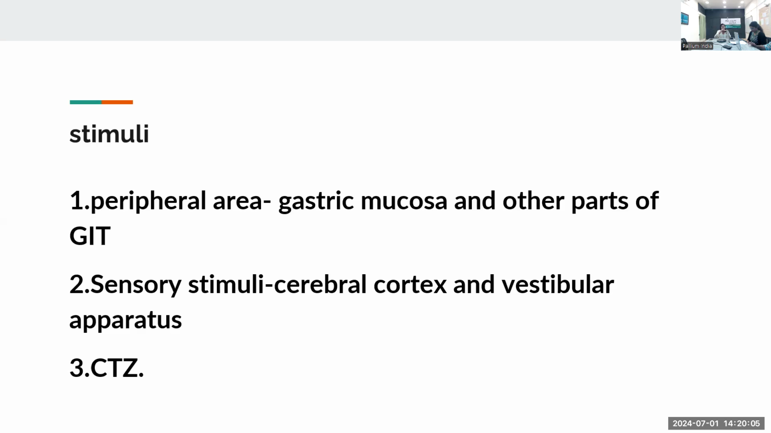And finally, the chemoreceptor trigger zone (CTZ), and there is no blood-brain barrier in the CTZ. We know that. So the CTZ is also a very specific center where so many things can directly stimulate it. The CTZ in turn stimulates the vomiting center. Right?